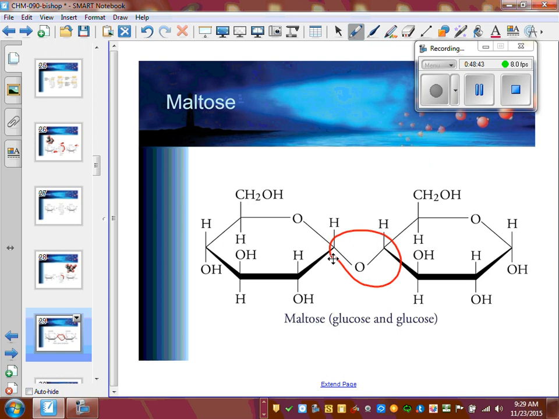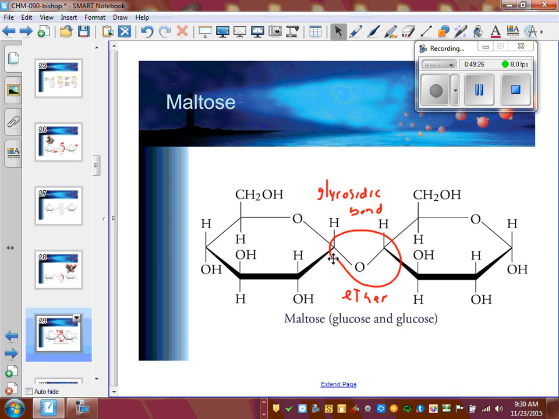What's all this mess going to be called? It's ether. This is an R-O-R. This is an ether. Now, in biochemistry, they have another term for it. It's called the glycosidic bond. All that means is that it's a bond that holds together 2 monosaccharides. So this is maltose, which is malt sugar.